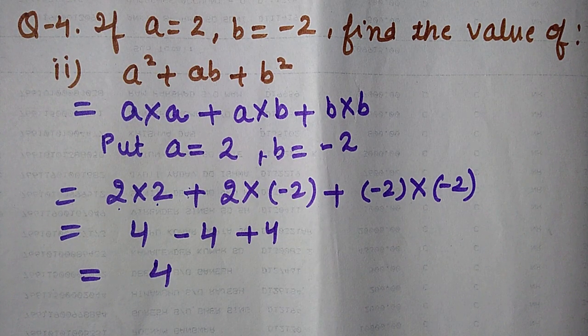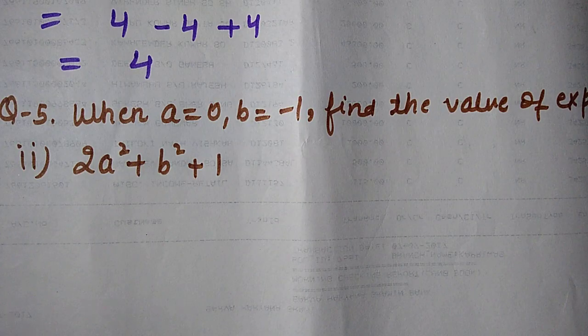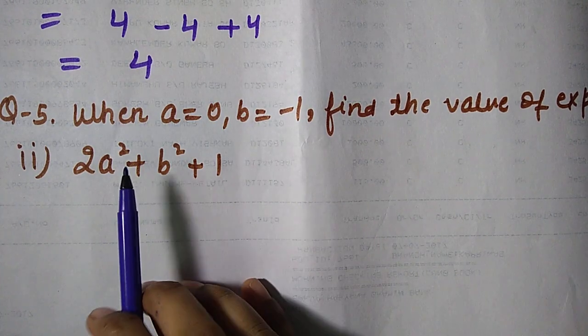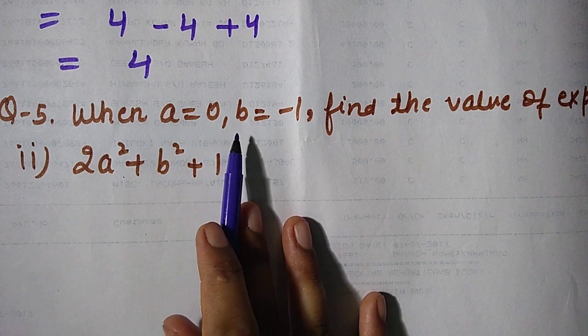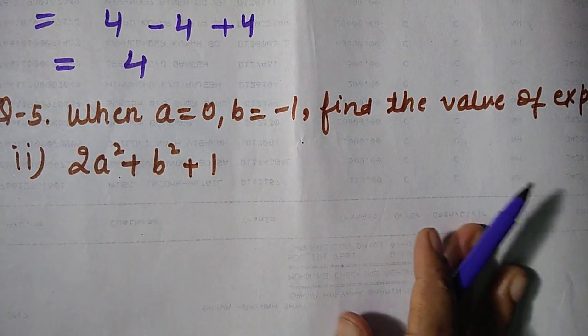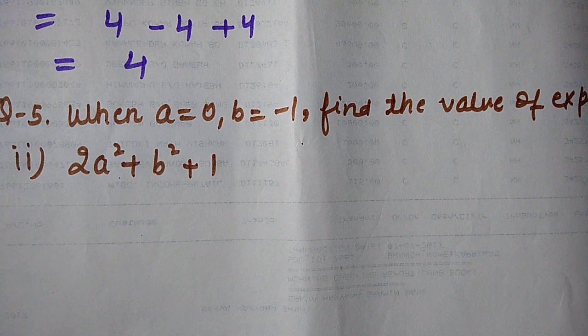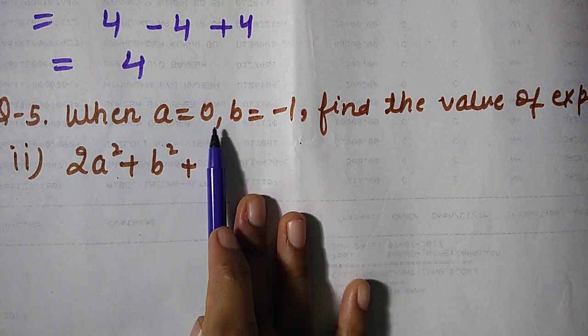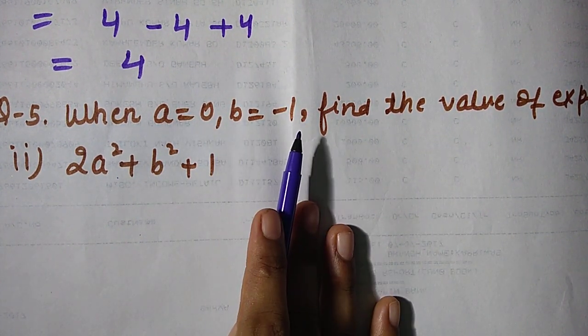Okay. This is your question number 4. Now come to question number 5. When a equals 0 and b is equal to minus 1, then we have to find the value of the expression. We have to substitute a equals 0 and b equals minus 1.